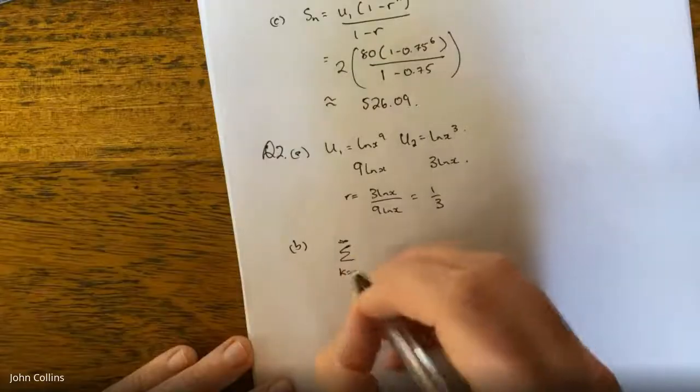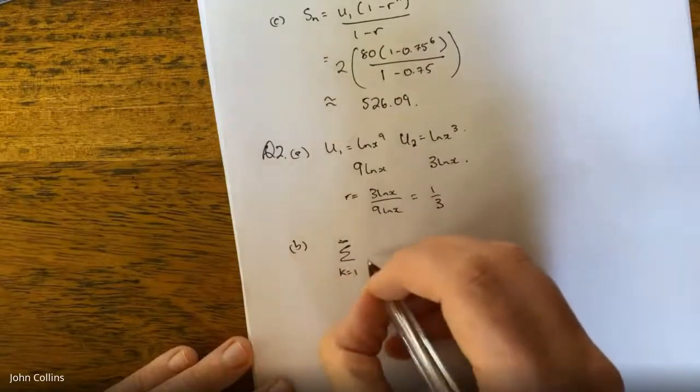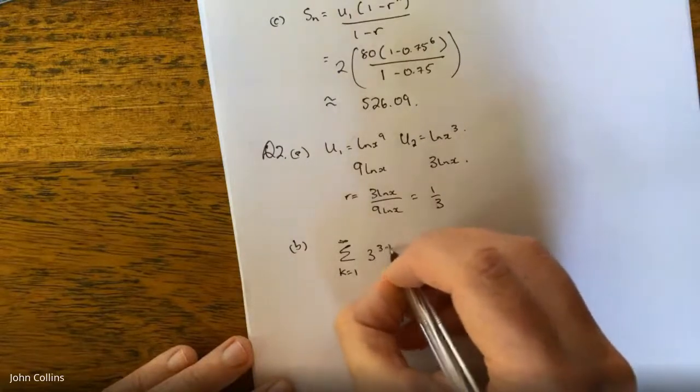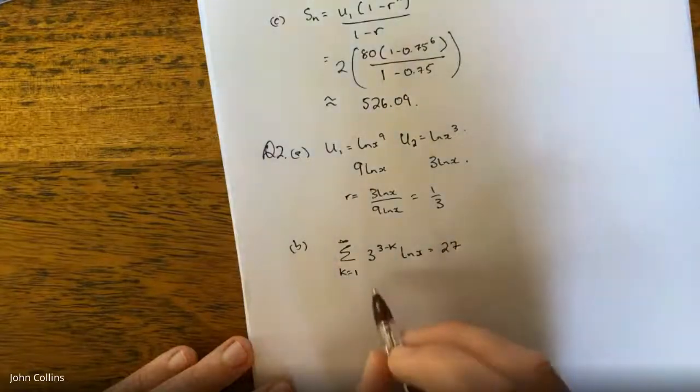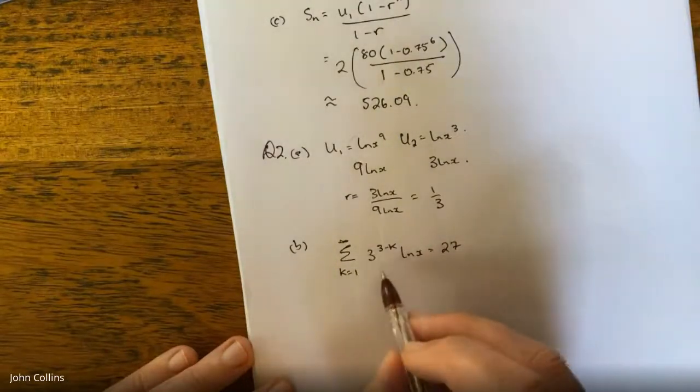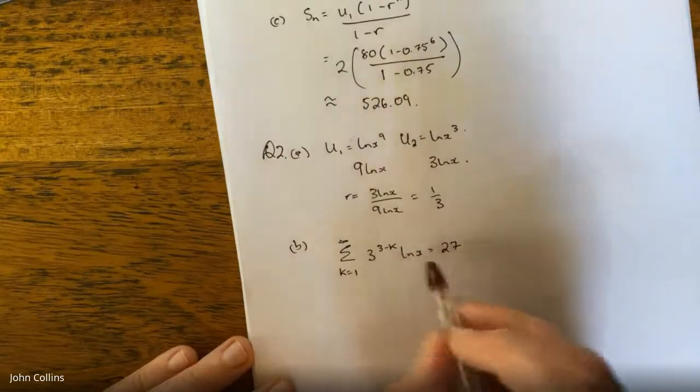No. Okay. So there's a sum of terms to infinity starting with k equal to 1, and this is given in the question: the sum of 3 to the minus k times ln x is equal to 27. What does this all mean, Sean? It means that the sum of that is equal to 27. So 3 to the 3 times ln x plus 3 to the 2 times ln x plus 3 to the 1 times ln x, and so on. Okay.